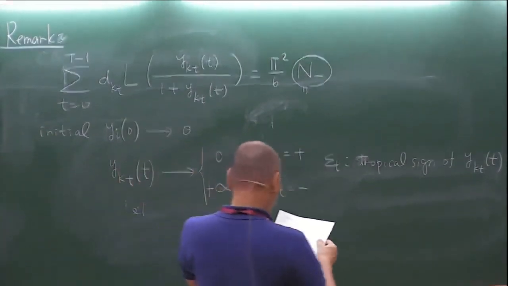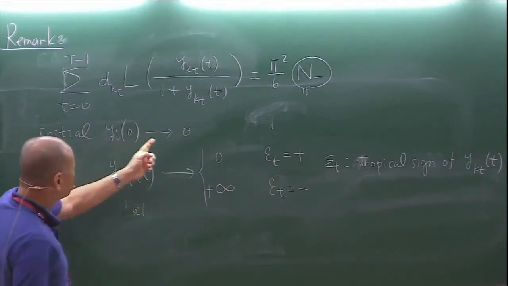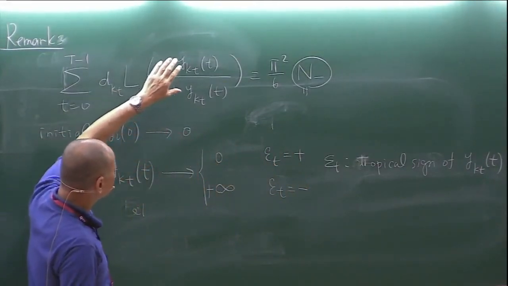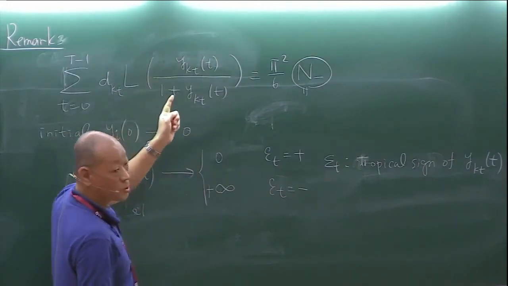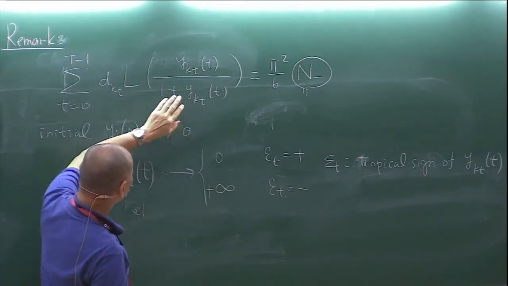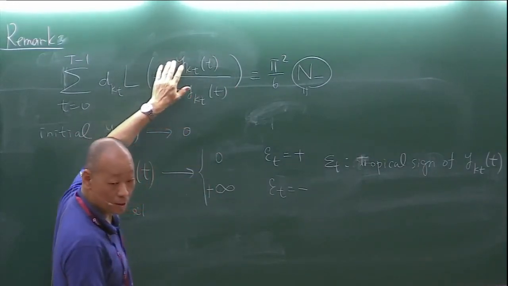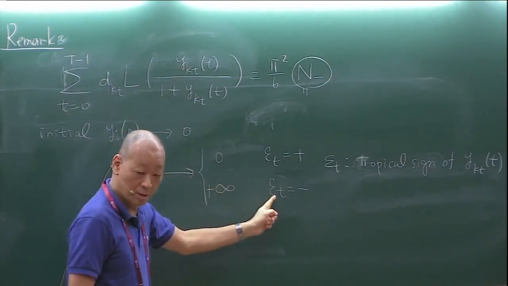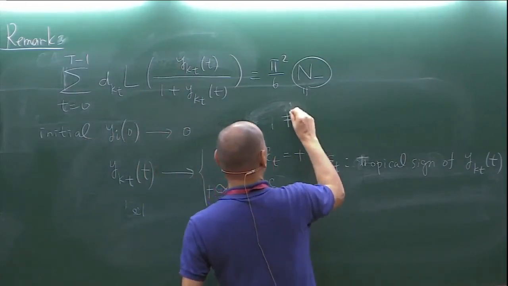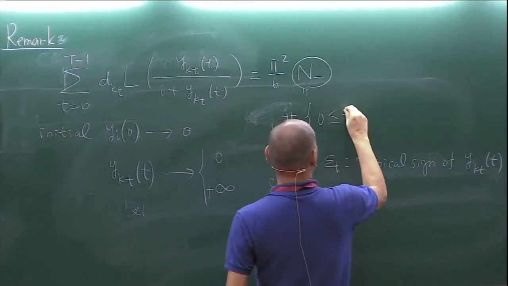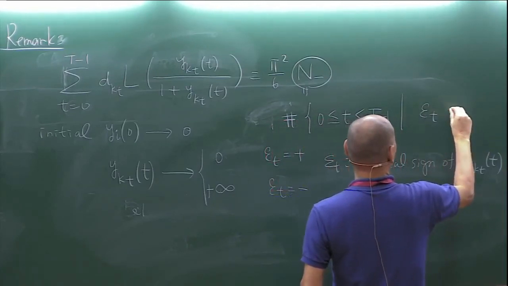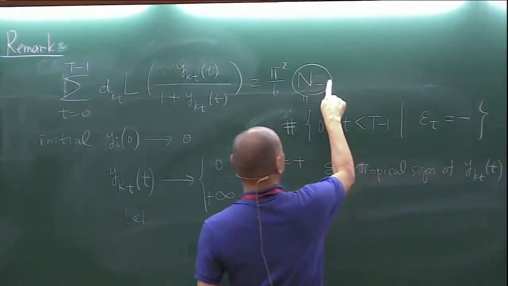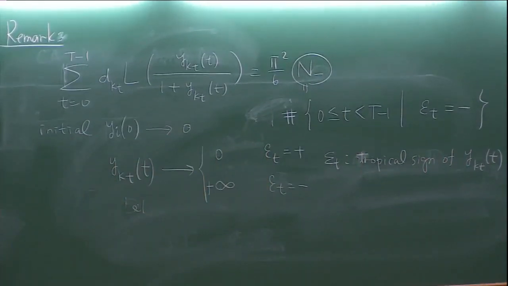So now, by setting this, we have only two values, 0 or 1, because 0 and infinity mean this combination becomes okay. And 1 comes from this one. So this is exactly the number of t such that the corresponding tropical sign is minus. That's why I put minus. So this is the constant term. Okay, I finished. Thank you very much.